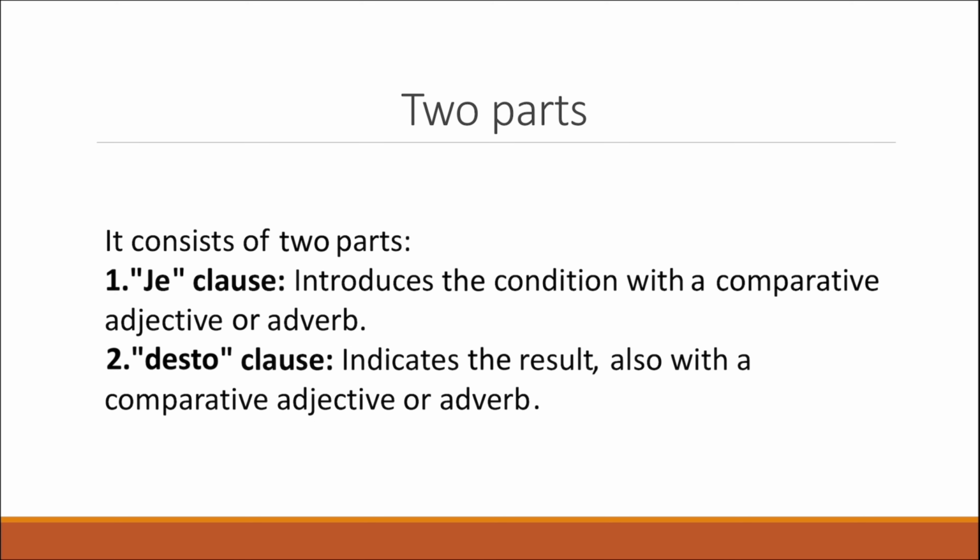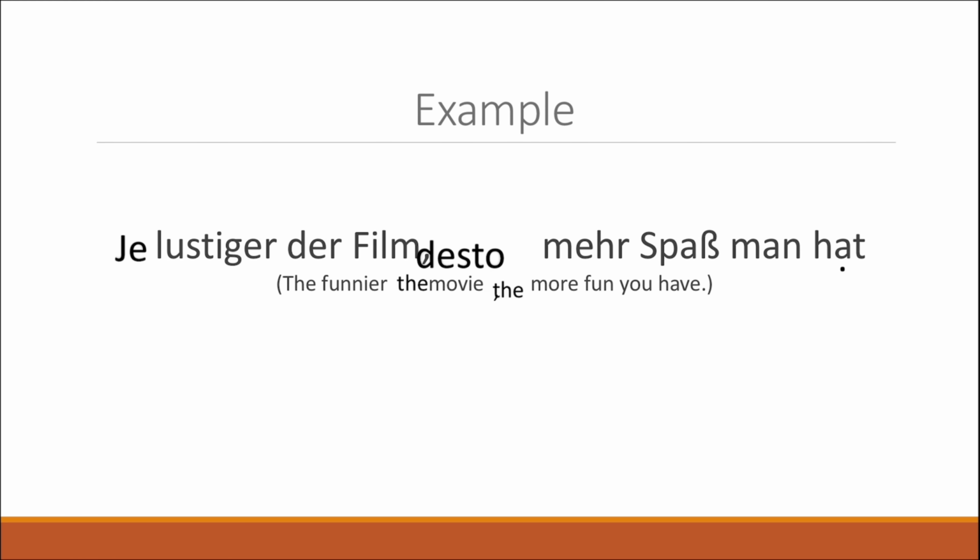And this construction consists of two parts. First, we have the je clause, which introduces the condition with a comparative adjective or adverb, and then we have the desto clause, which indicates the result, also with a comparative adjective or adverb. Now let's have a look at an example. Je lustiger der Film, desto mehr Spaß man hat. The funnier the movie, the more fun you have.